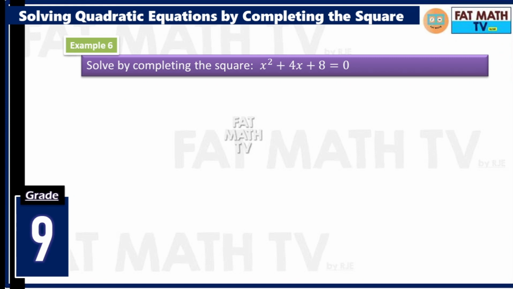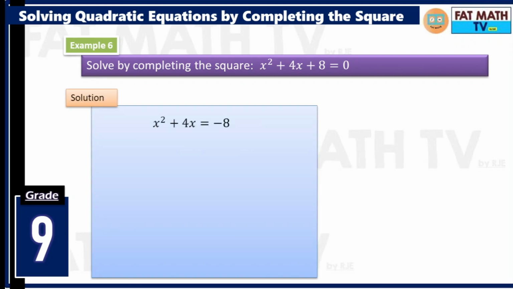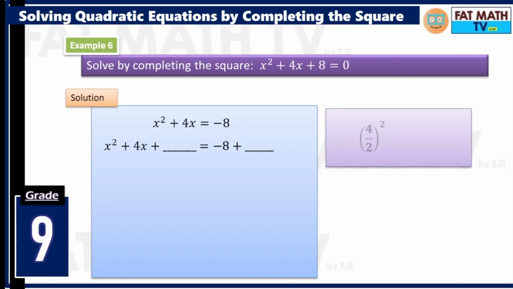Example number 6, solve by completing the square. X squared plus 4x plus 8 equals 0. So add negative 8 to both sides of the equation. Complete the perfect square trinomial. Half of 4 squared, that is also 4. So add 4 to both sides. Factor the left side, you will have x plus 2 squared equals negative 8 plus 4 is negative 4.